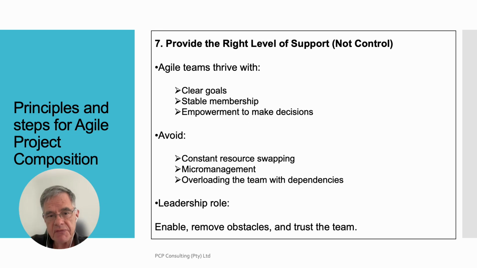Provide the right level of support, not control. Agile teams thrive with clear goals, stable membership, empowerment to make decisions. Avoid constant resource swapping, micromanagement, overloading the team with dependencies. Leadership role, that is to enable, remove obstacles and trust the team.